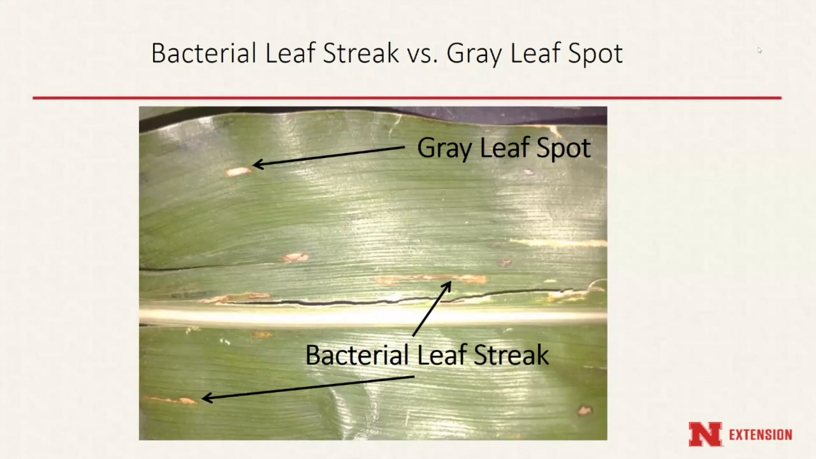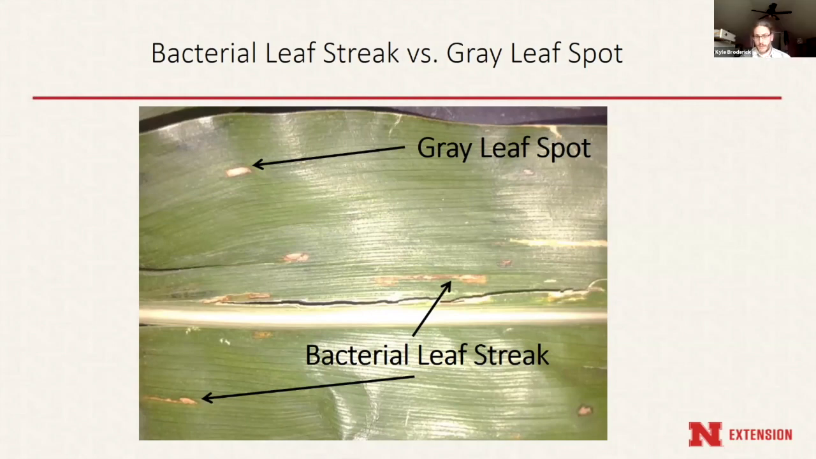Gray leaf spot tends to look much more rectangular. Gray leaf spot is caused by the fungal pathogen, Cercospora zeae-maydis. But that really tends to form just rectangular lesions on the leaves for the most part, whereas the lesions for bacterial leaf streak tend to be much more wavy and have much more wavy margins, which is one of the big things that we look for to differentiate.